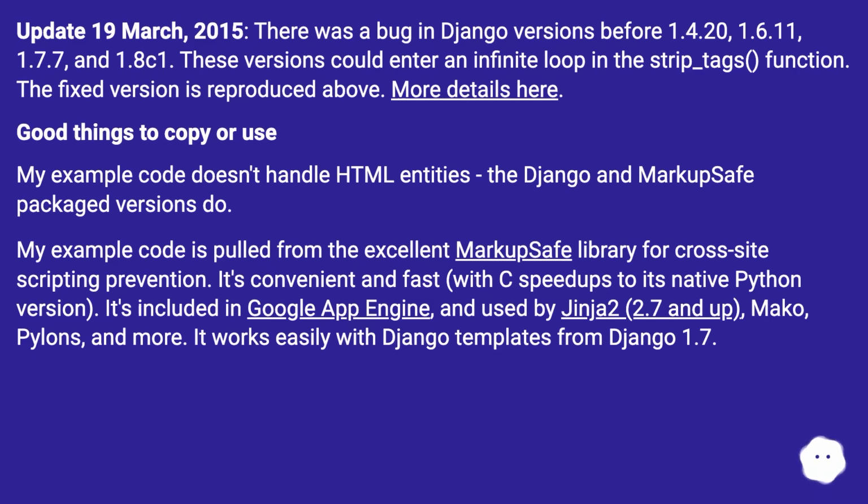My example code doesn't handle HTML entities, the Django and MarkupSafe packaged versions do. My example code is pulled from the excellent MarkupSafe library for cross-site scripting prevention. It's convenient and fast, with C speedups to its native Python version. It's included in Google App Engine, and used by Jinja 2, 2.7 and up, Mako, Pylons, and more. It works easily with Django templates from Django 1.7.